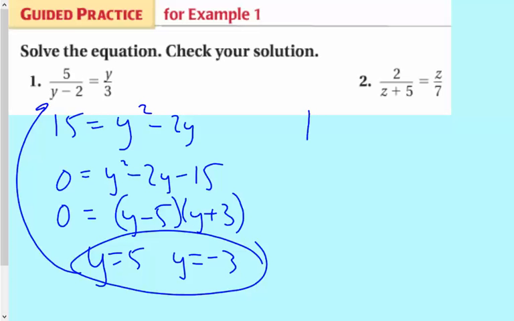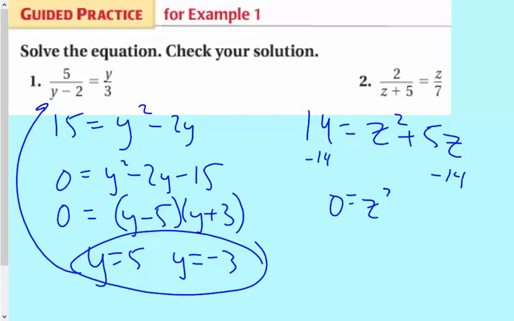So that would be day 1. Actually, you know what? It's short enough. Why not? 14 equals z squared plus 5z. I might as well. I mean, these problems are so quick, and it's good to see a little bit more factoring for you guys. So z squared plus 5z minus 14.